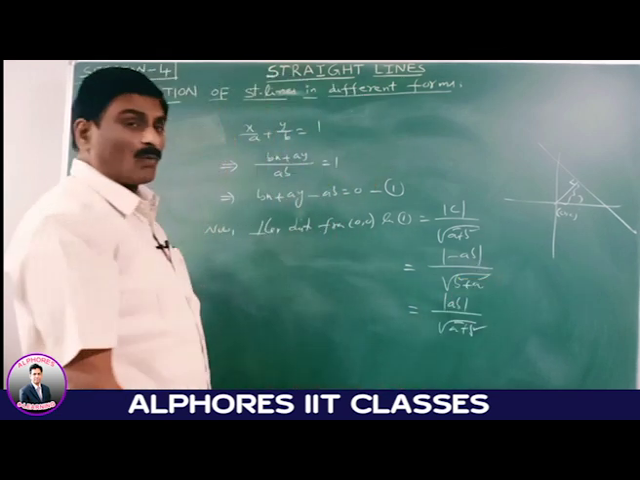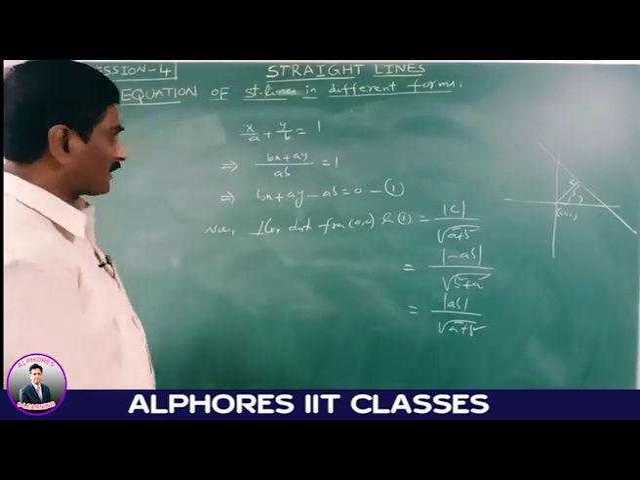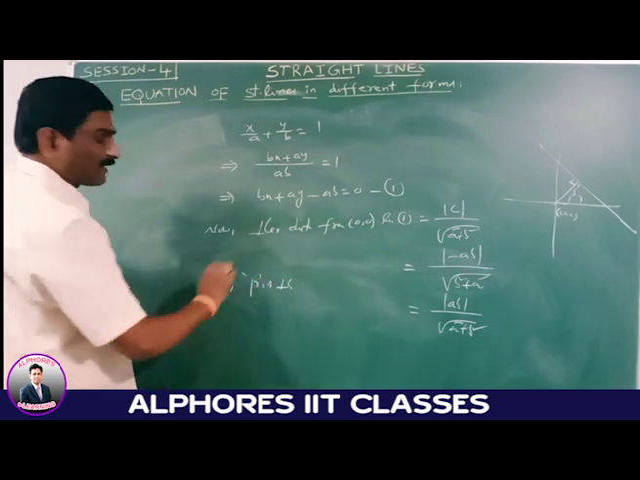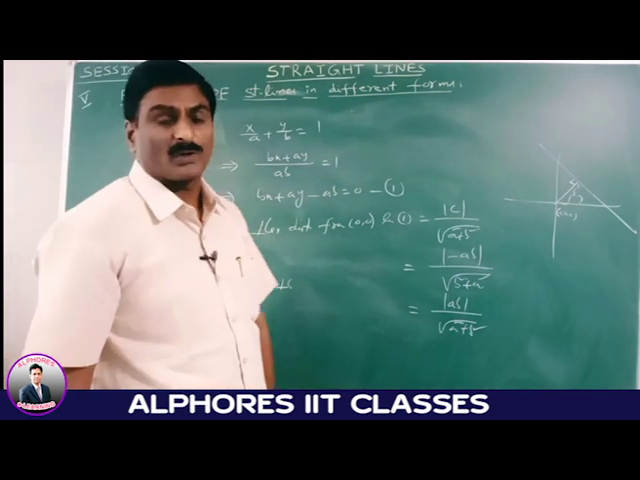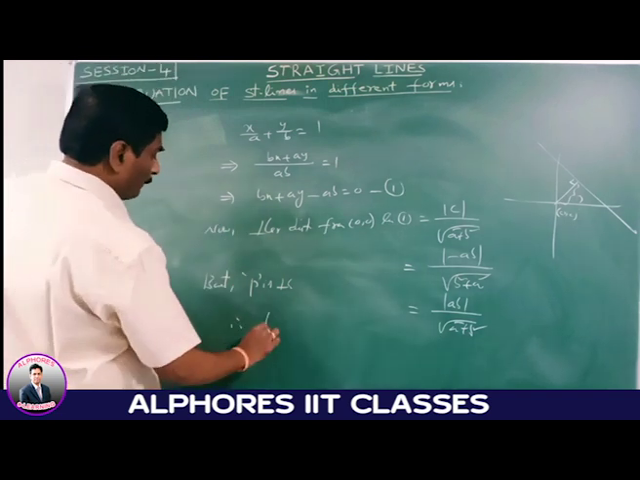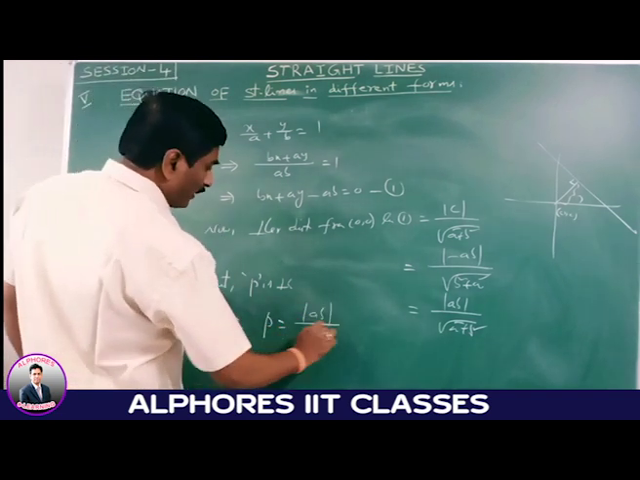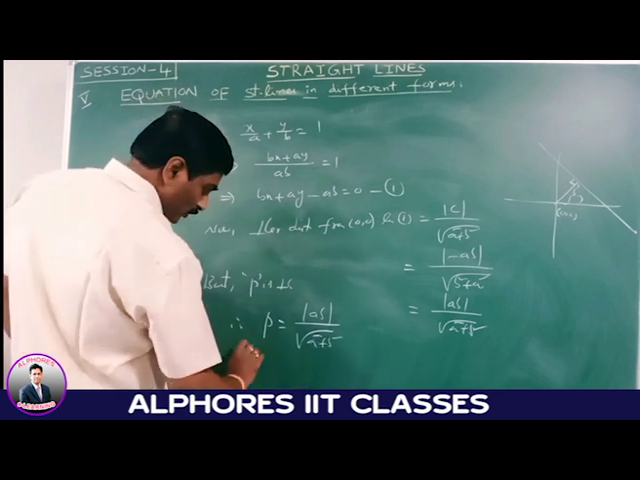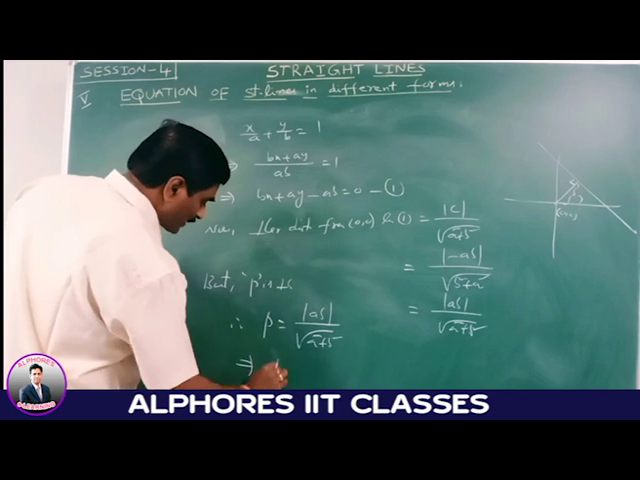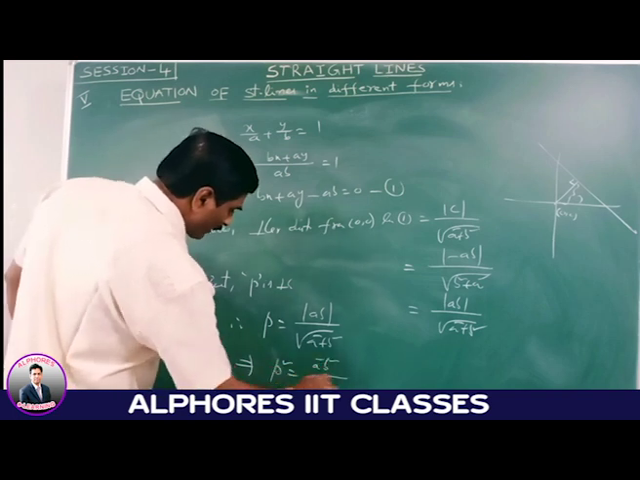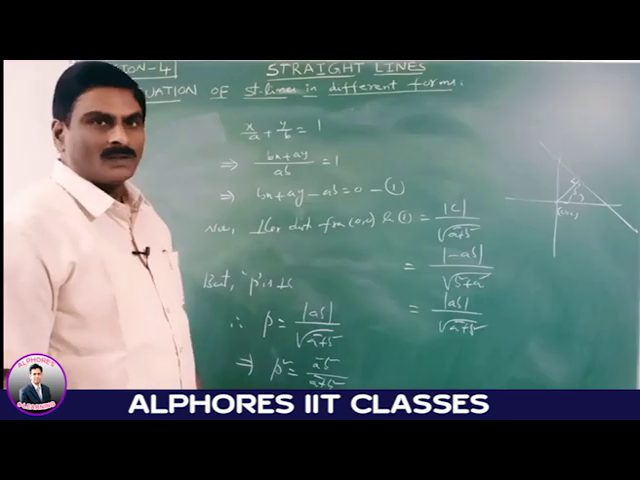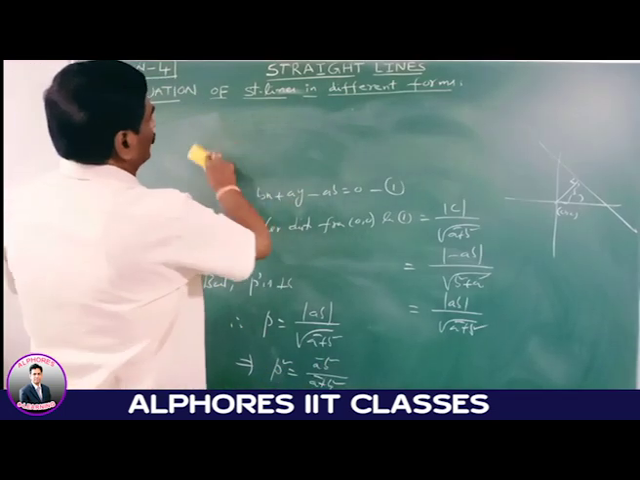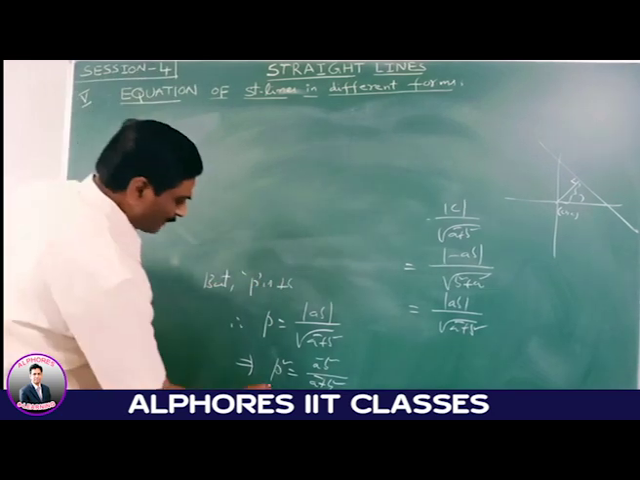But from the given, what is the perpendicular distance? P. But P is the perpendicular distance. Therefore, these two values must be equal. Therefore, P is equal to mod ab by root over a square plus b square. That implies P square is equal to, what is the value of P square? P square is equal to a square b square by a square plus b square. Here P square means P square by 1.